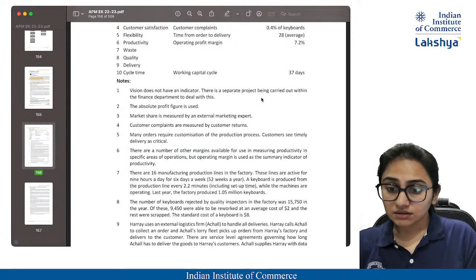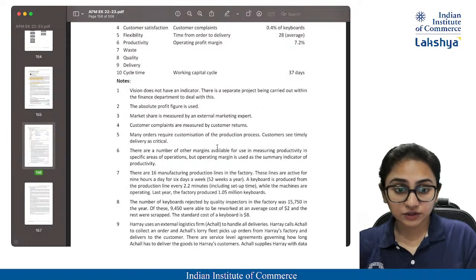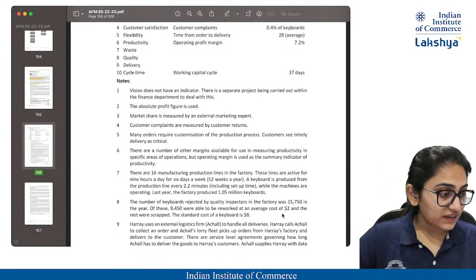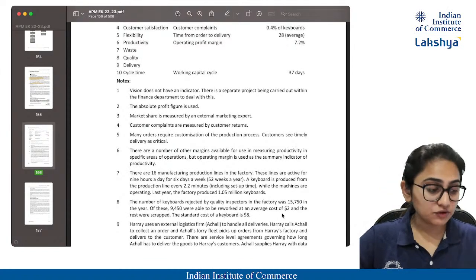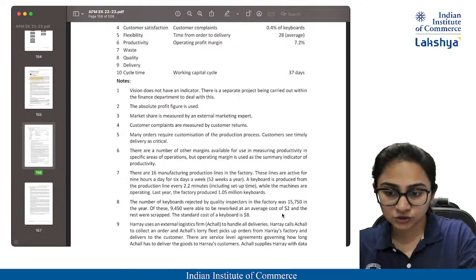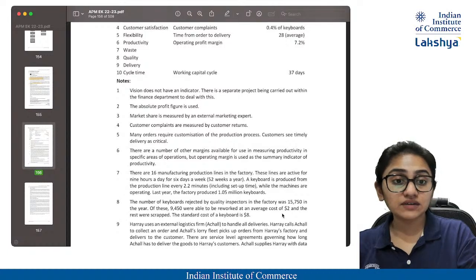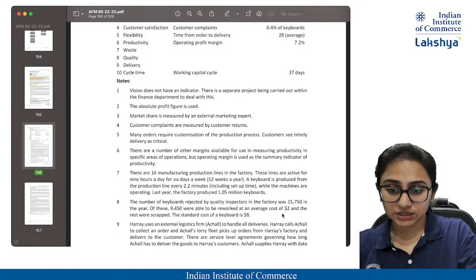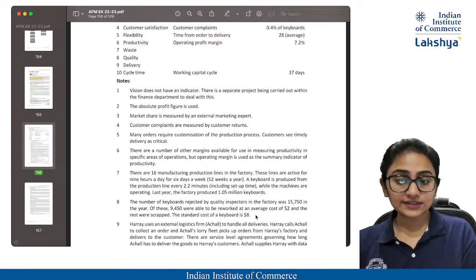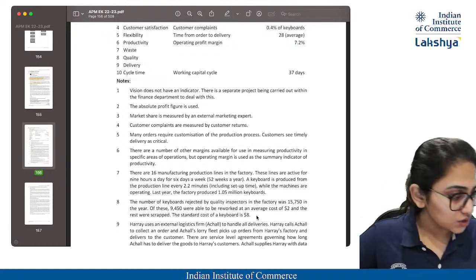But there is data on measurement of cost of internal failure of reworking goods. So these goods were reworked at an average cost of 2. So 9,450 products were reworked, and the average cost of those was 2. So that gives you 18,900. But there is no data available for external failures. And external failures is how much? 0.4%. So the cost of that is not given, and the standard cost of keyboard is 8.